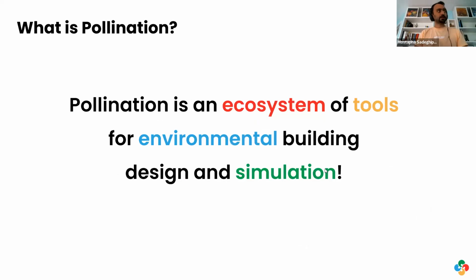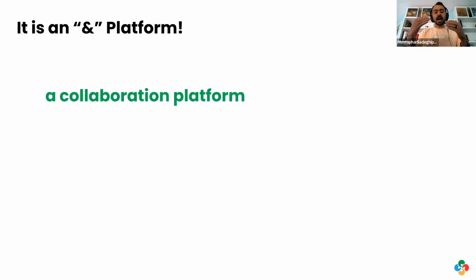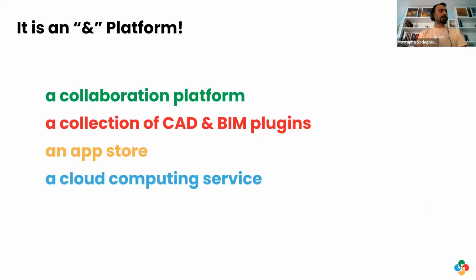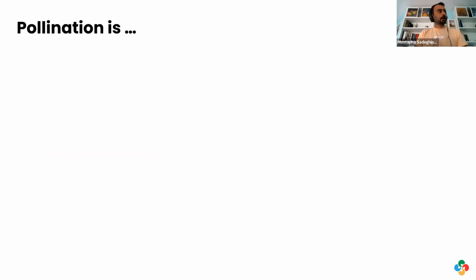So what is Pollination? Pollination is an ecosystem of tools for environmental building design and simulation. It is an AND platform. What's an AND platform? It means it has different things next to each other. It's a collaboration platform. It's a collection of CAD and BIM plugins. It's an app store, and it's a cloud computing service. It's all the above together.